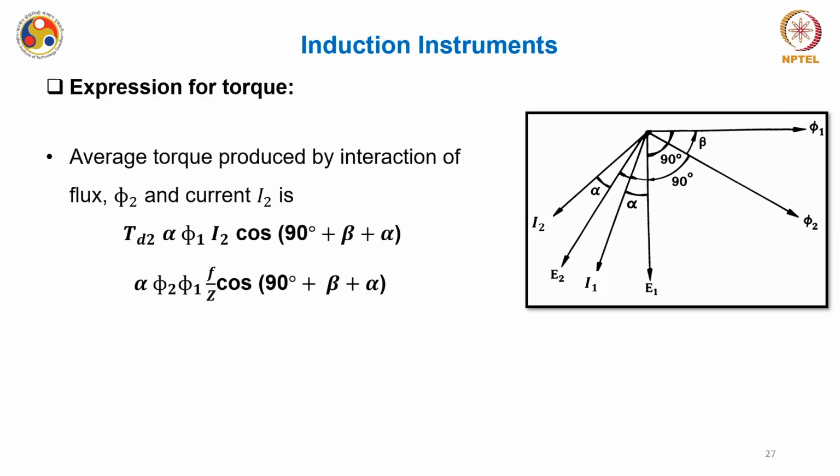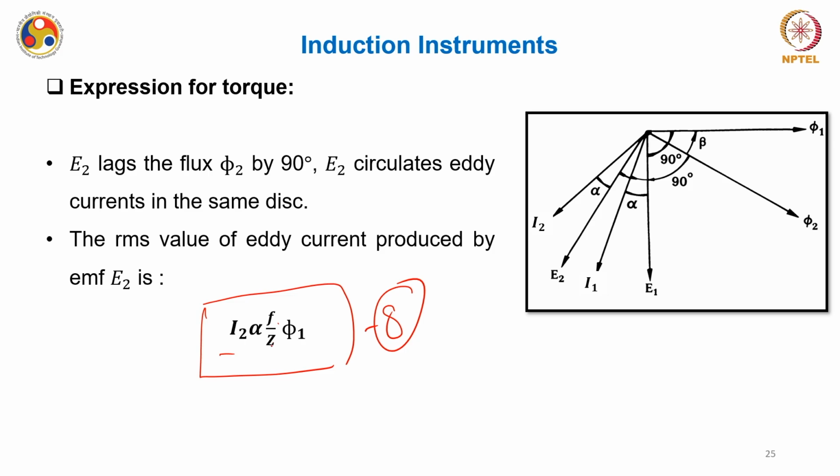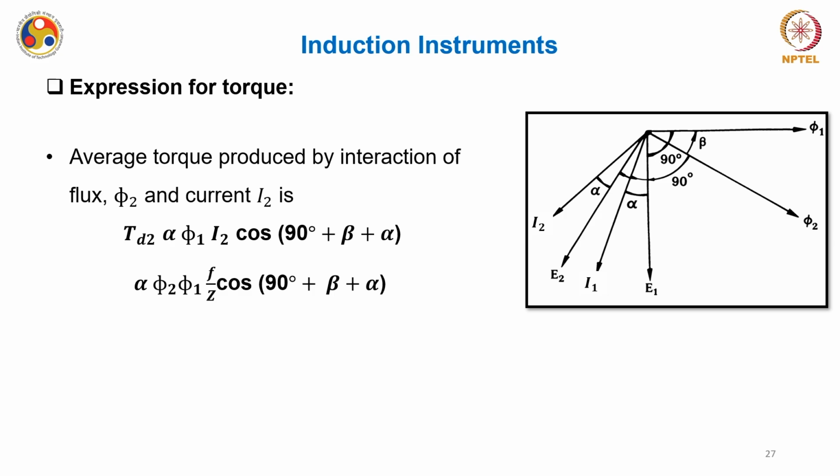All right. So the average torque produced by the interaction of the flux phi 1 and current I2 can be given as the second torque, which is TD2, and this is proportional to phi 1 into I2 into cos(90 plus beta plus alpha). And from expression 8 we have seen that I2 is directly proportional to F by Z into phi 1. So by replacing this I2, I can write that this TD2 is directly proportional to phi 2 phi 1 into F by Z into cos(90 plus beta plus alpha).